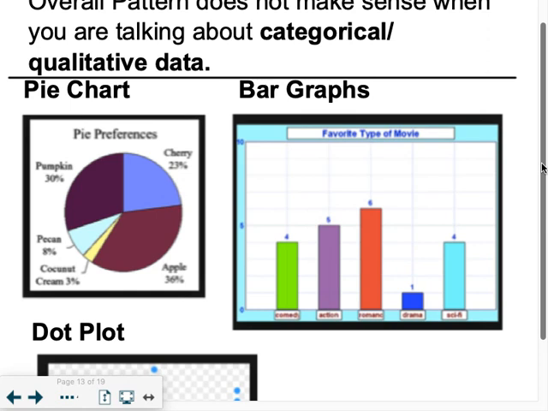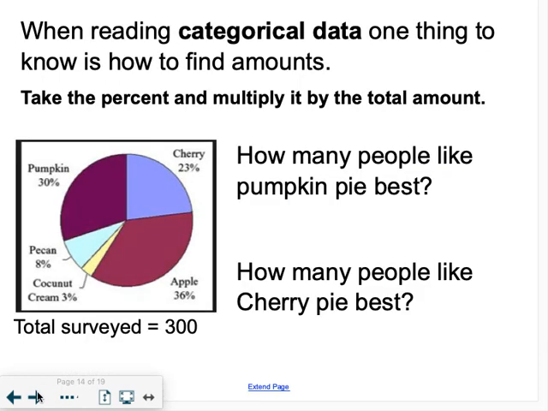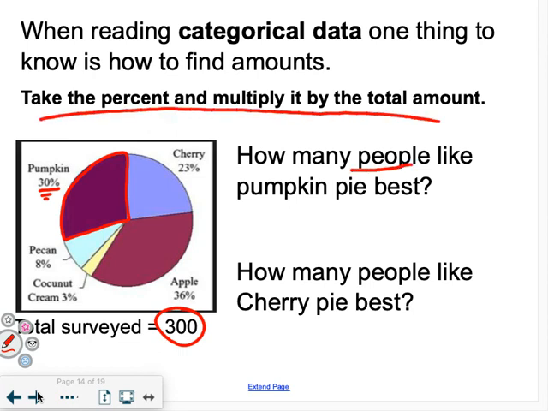So one example here. Using this pie chart, we're going to read some categorical data and try to answer some questions. Notice one key thing: total people surveyed is 300. It asks how many people like pumpkin pie best. If we look at pumpkin pie, it is 30% of the total. To find how many people, we're going to take the percent and multiply it by the total amount.